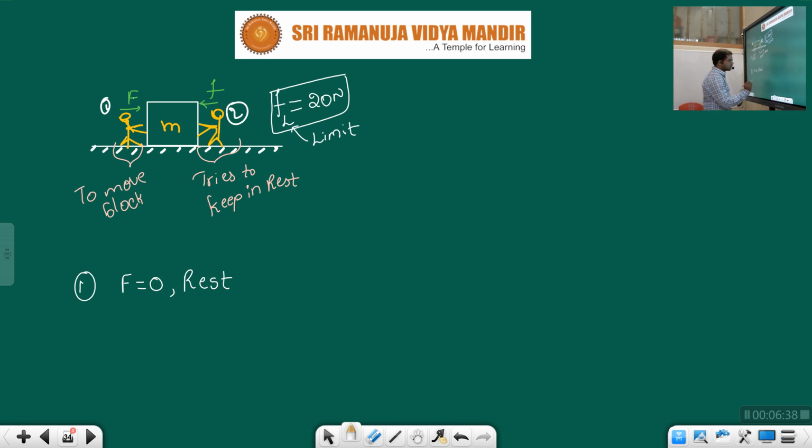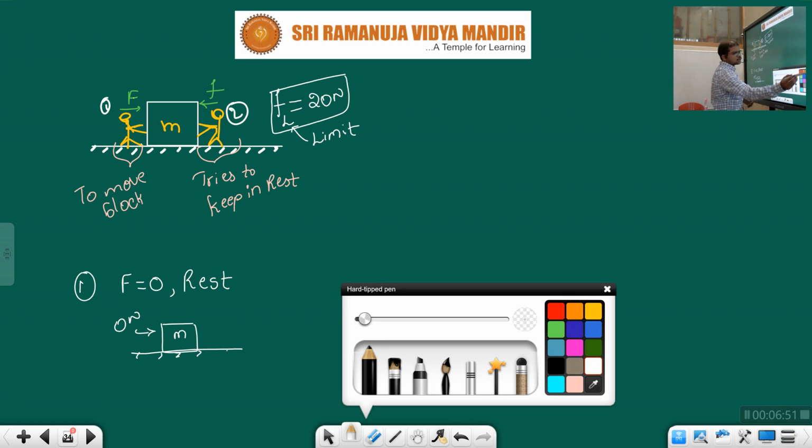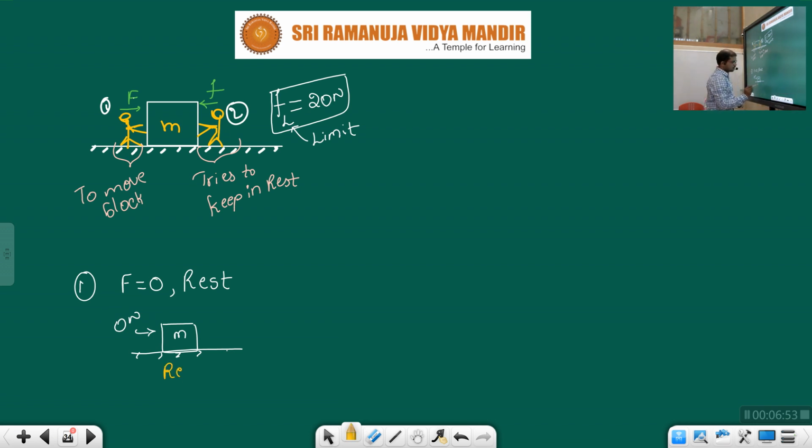Understood? Here, this is the block. The force applied by the first person is 0 newtons, children. In order to keep it in rest condition, what will be the force applied by the second person, children? First person is not applying any force, 0. So the second person also, in order to make it rest, applies 0 newtons.